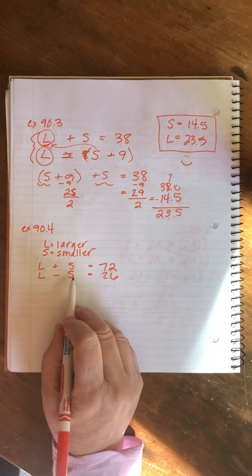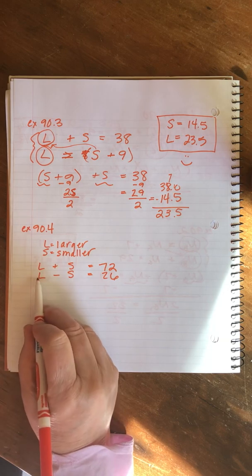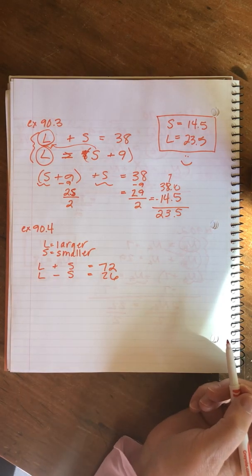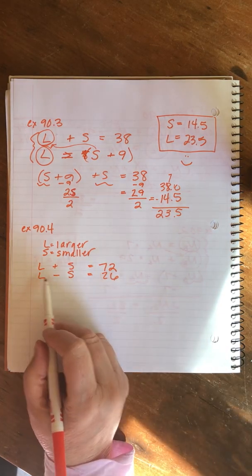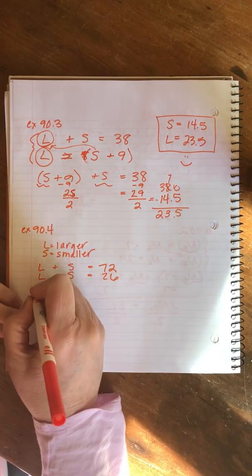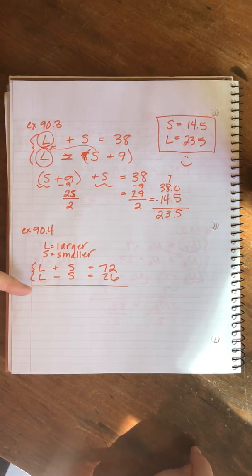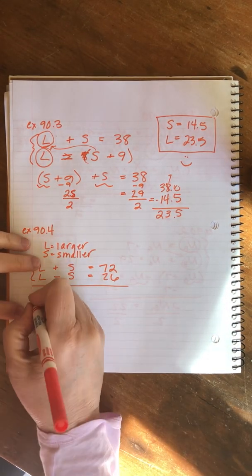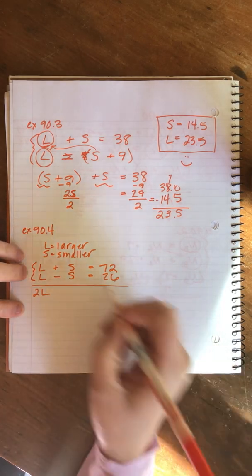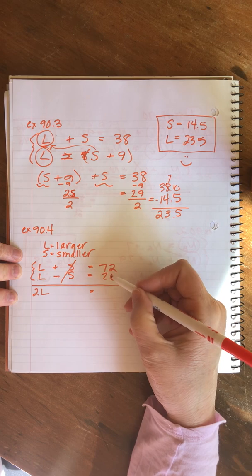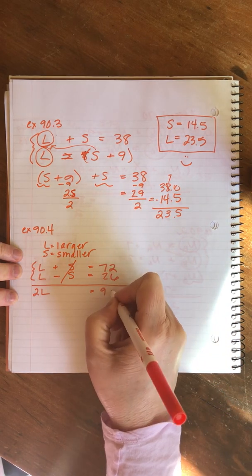Okay? I use larger and smaller. I could have just used X and Y, but I wanted to use L and S because for the subtraction, that will make more sense to my brain if I think of the larger number minus the smaller number. Okay, these make a beautiful little system that is all ready to eliminate, isn't it? So 2 times the larger number equals, we're adding these, 98.